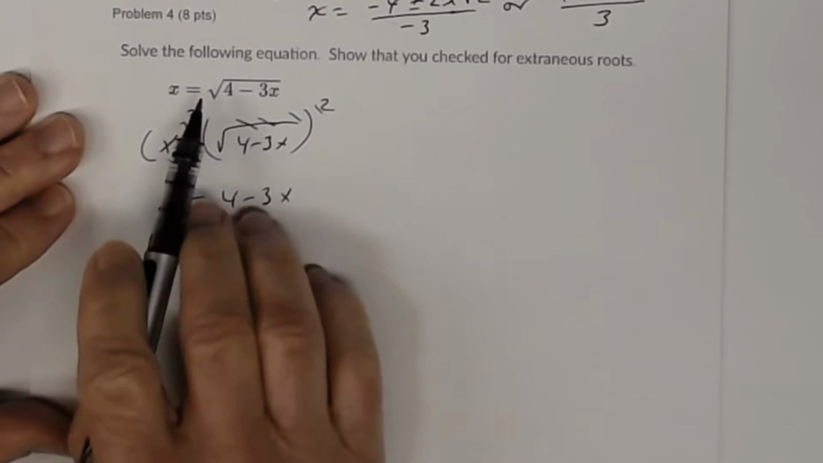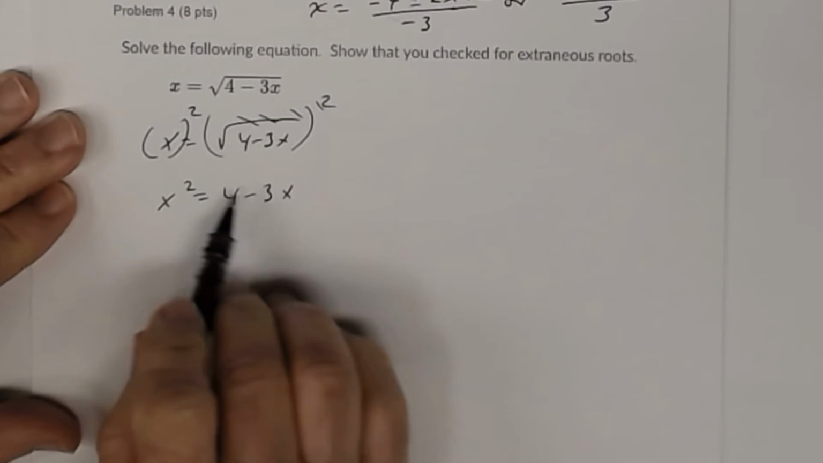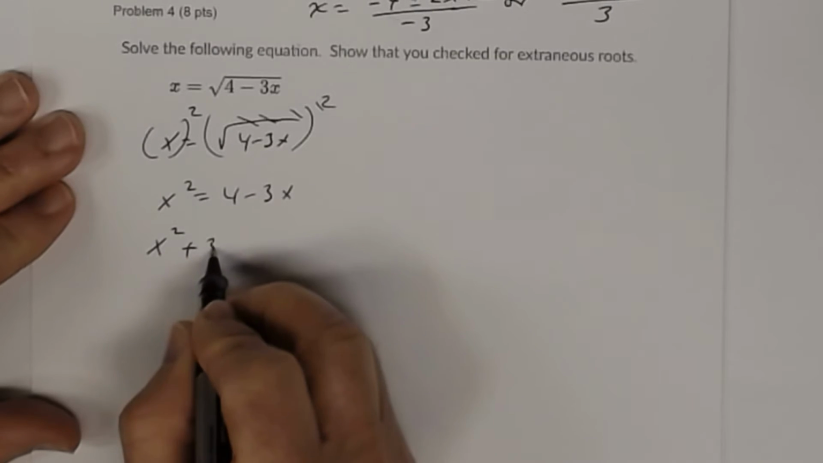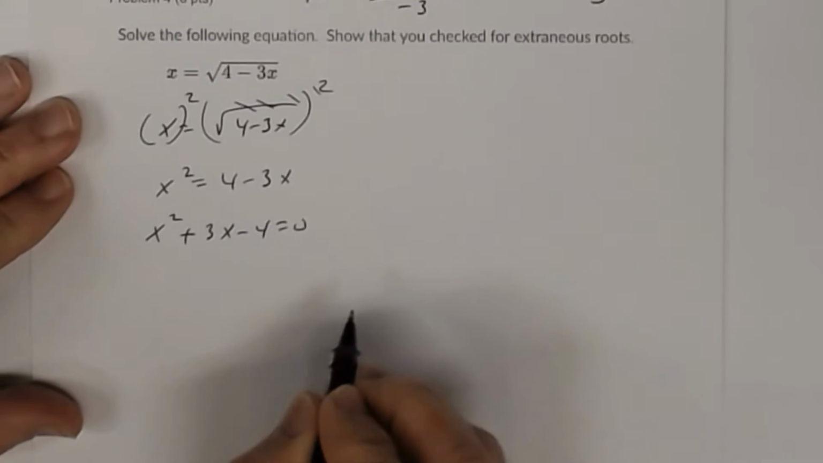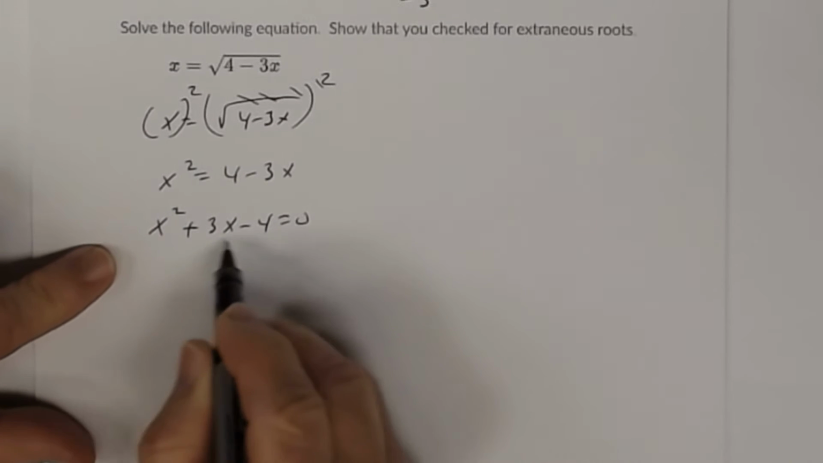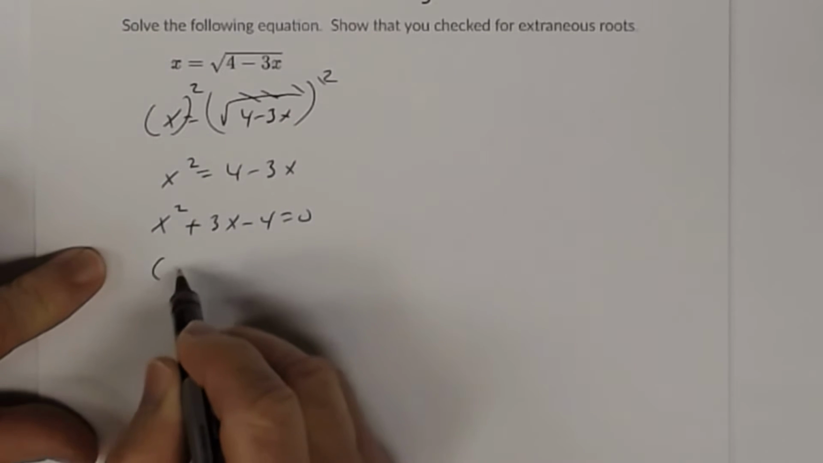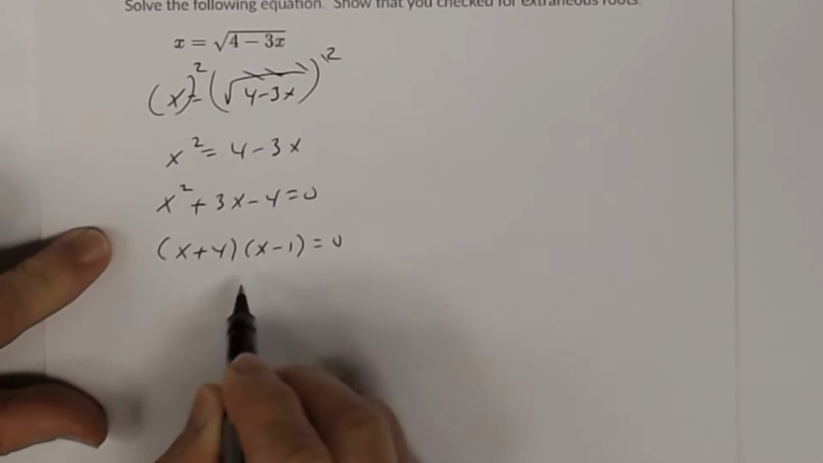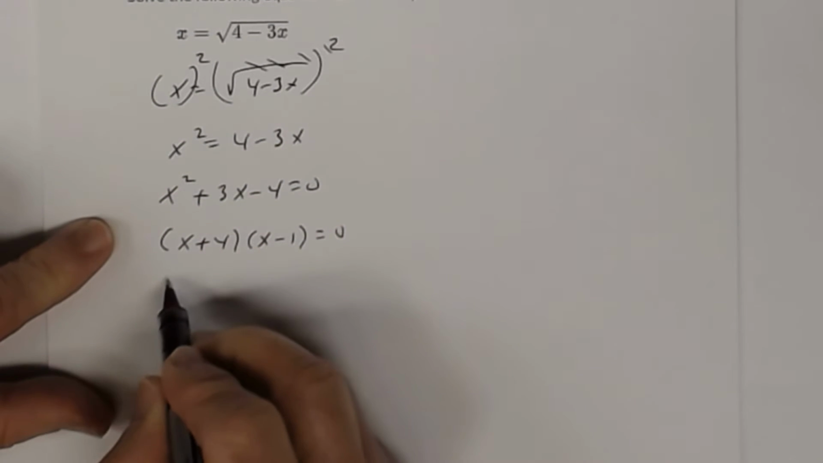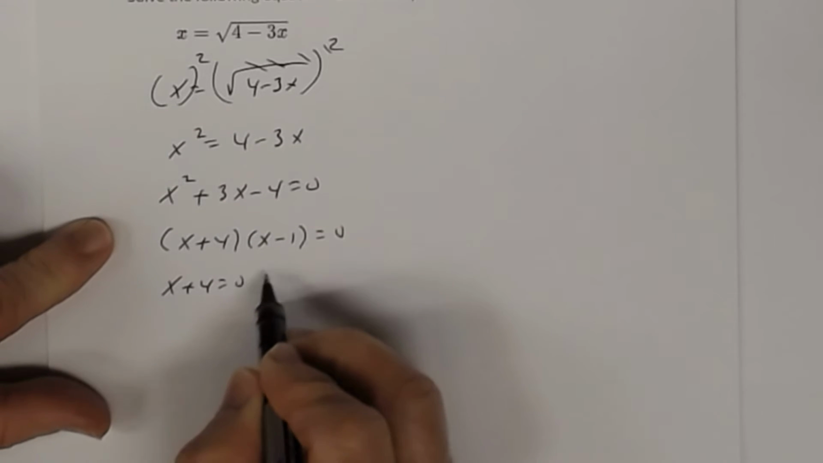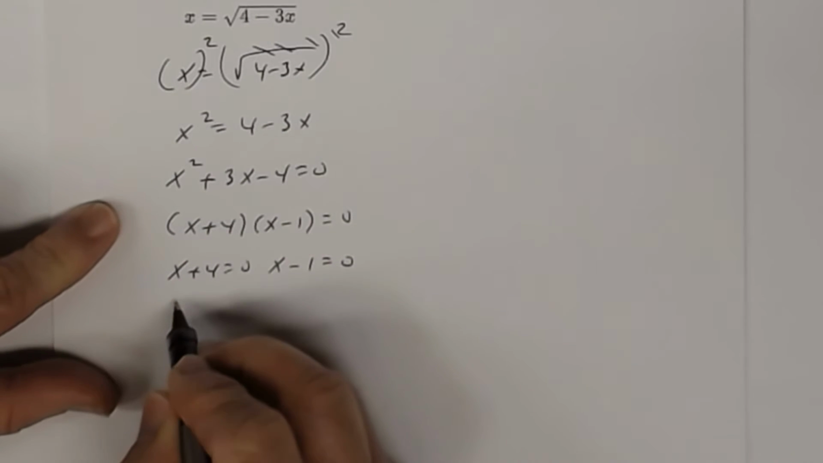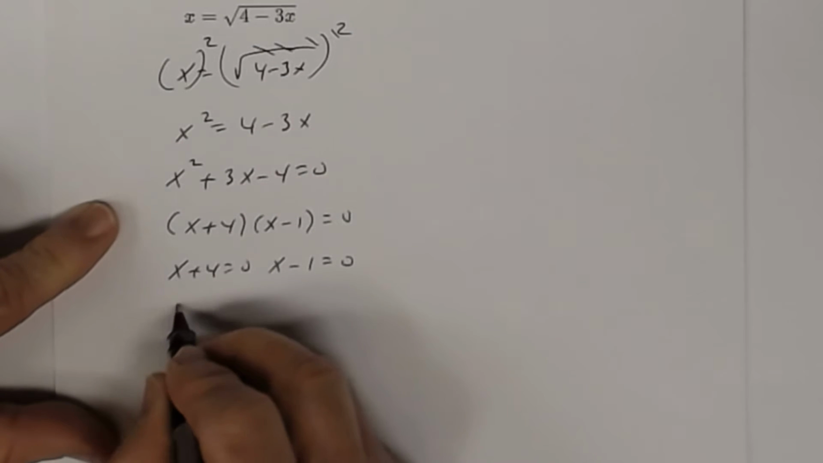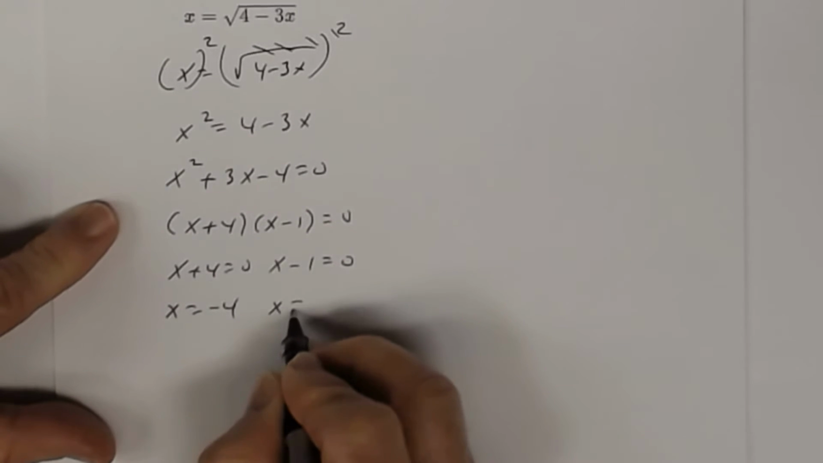So now notice I went from a square root equation to a quadratic, so let's go ahead and bring all these terms to one side. So I get x squared plus 3x minus 4 equals 0. And this is factorable, so I can go ahead and factor this quadratic equation. So I get x plus 4 times x minus 1 equals 0. And then using the zero factor property, I get x plus 4 equals 0, x minus 1 equals 0, and so my proposed solutions, my potential solutions are negative 4 and a positive 1.